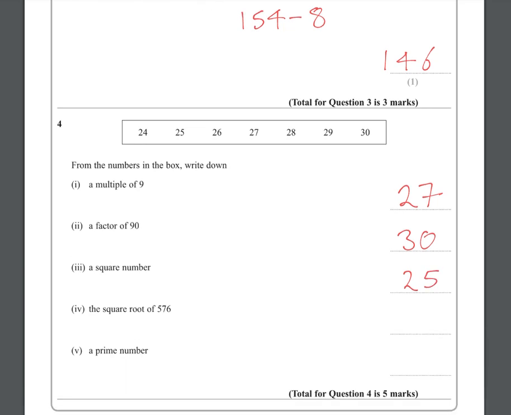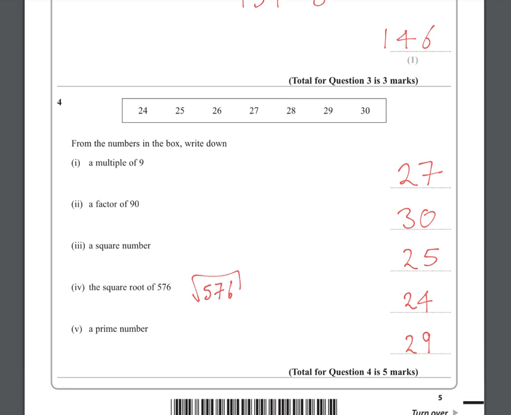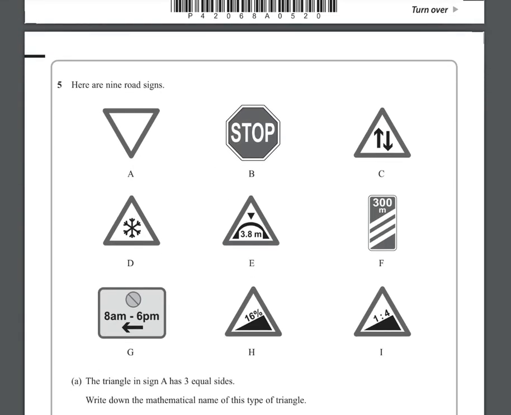The square root of 576. I would suggest you use a calculator. You just put that in your calculator and it'll come out at 24. And a prime number, so something that isn't divisible by anything other than itself or 1. So none of the even numbers. 25 is 5 times 5. 27 we've already said is in the 9 times table. So 29 is the only option. There is nothing that goes into 29 other than 1 and 29.